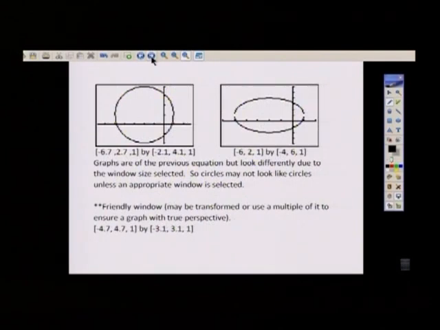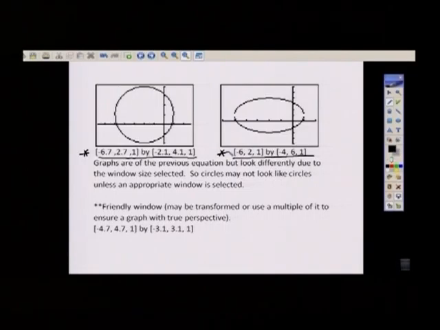So I graphed these on my graphing utility, which is a TI calculator, and I showed you 2 possible windows here. This window makes the graph look like it should, like a nice circle. Using this second window, my circle actually looks like an ellipse. So you need to be very careful when choosing a window when you're trying to display a graph that you actually want to look like it should. So be careful when you're doing your windows.